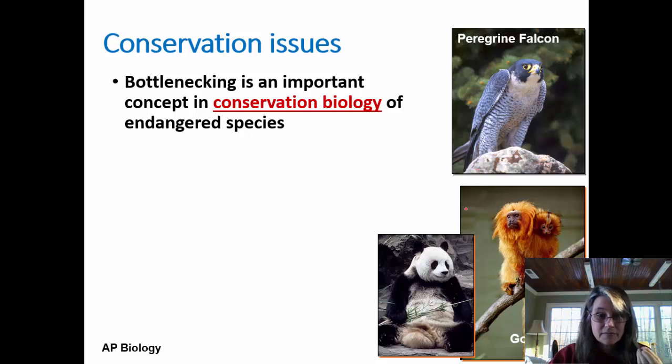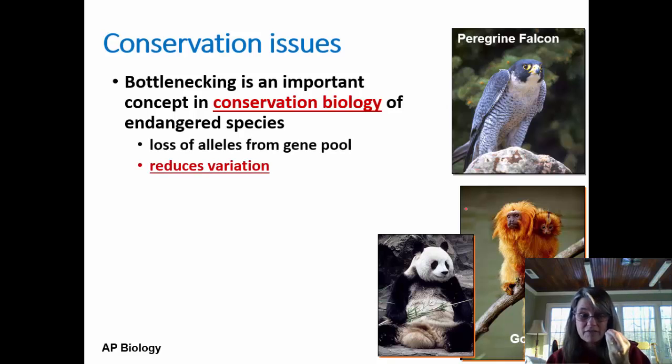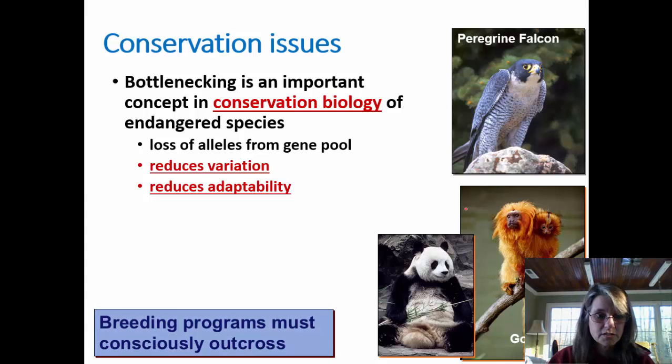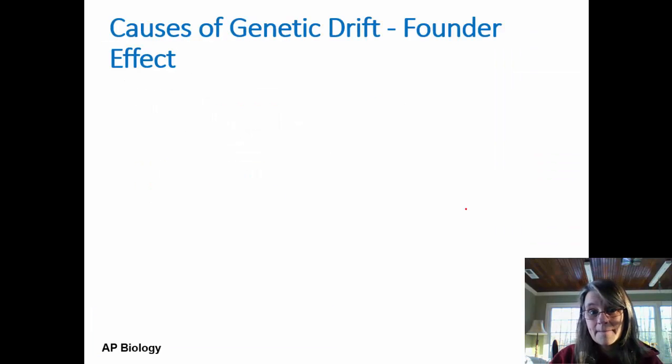Bottlenecking is really important to consider. When you have lost all that variety, it reduces an organism's ability to adapt. There's no variety there to respond to varied environmental situations. So breeding programs that are breeding pandas, for example, or other endangered species have to consciously try to outcross to avoid those dangerous recessive alleles that can cause genetic defects, and they have to try to outcross to increase the variety in the population if the population is ever going to truly be successful again.